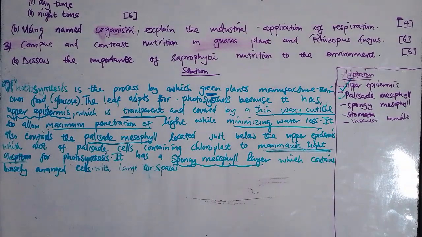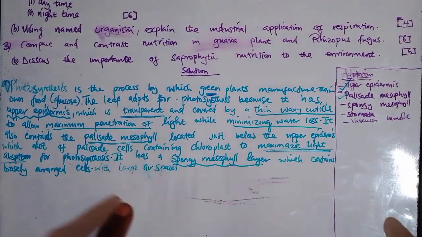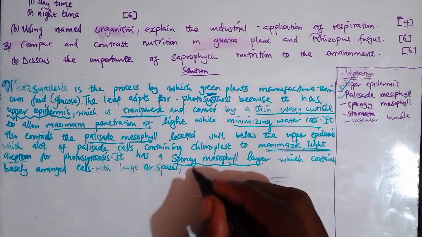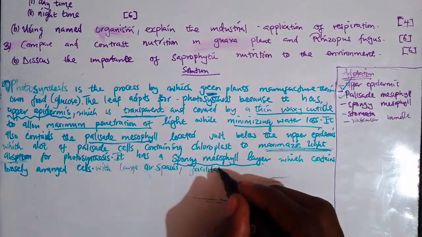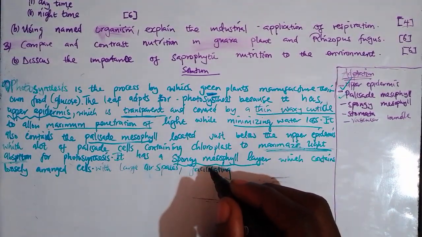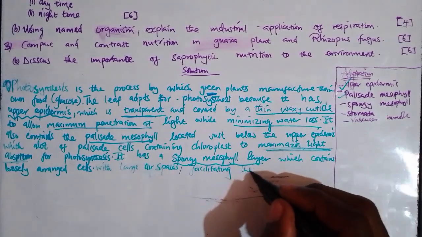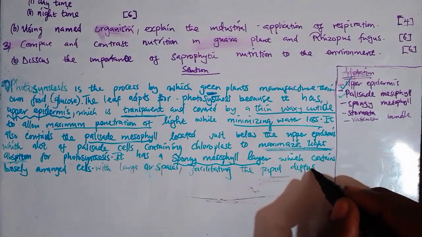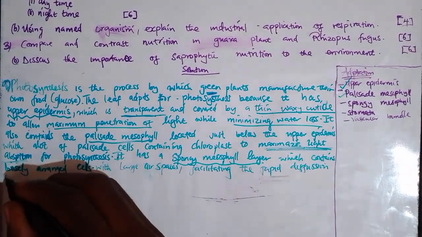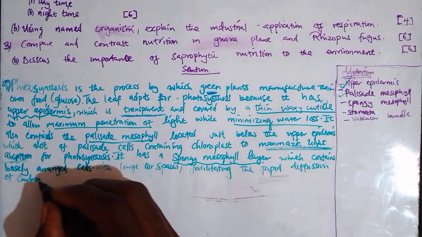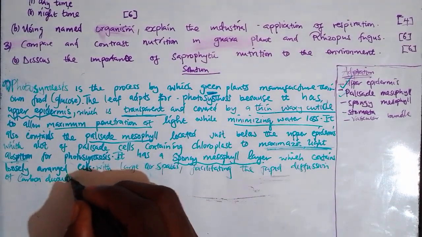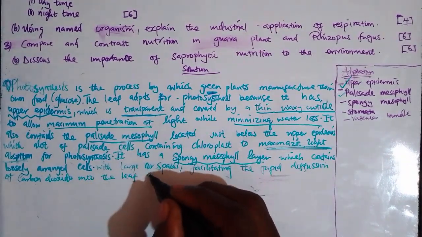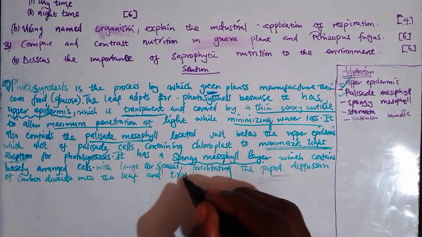Yeah, so it has loosely arranged cells with large air spaces, facilitating what? Facilitating the rapid diffusion of carbon dioxide into this leaf and oxygen.